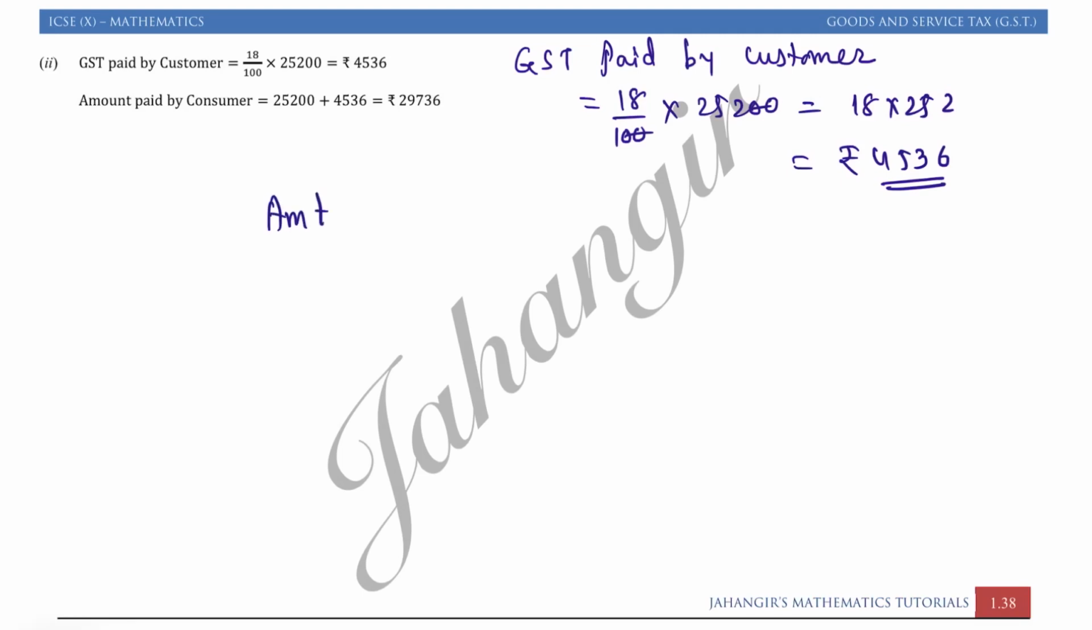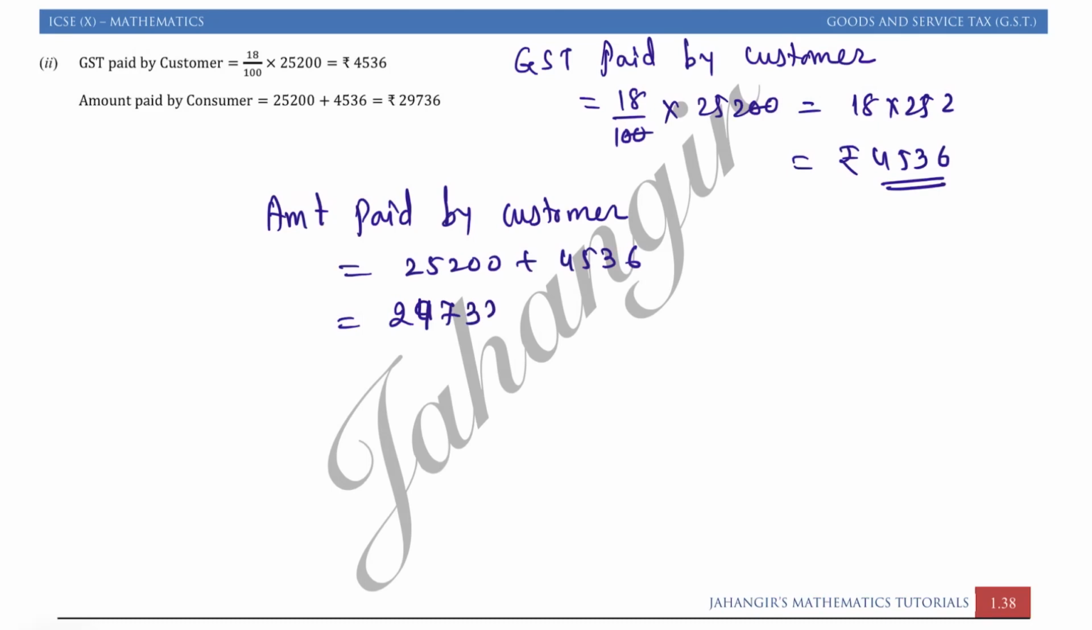Now amount paid by the customer. We know what amount customer pays. Amount paid by customer is cost price plus tax on it, 4,536. So add both and you will get 29,736 rupees. So let me write it properly. So this is rupees 29,736. This question was quite easy. This type of question may be asked in the exam.